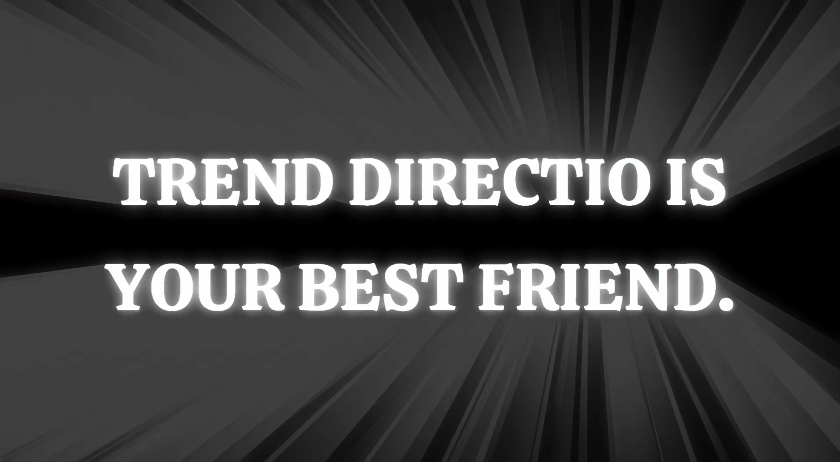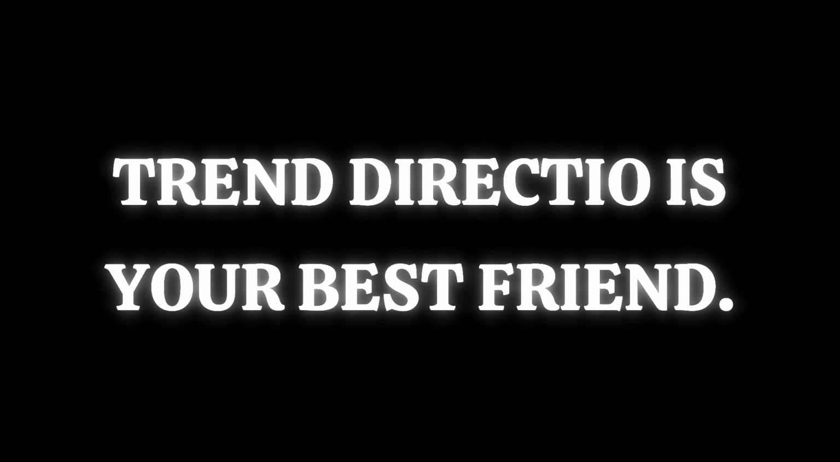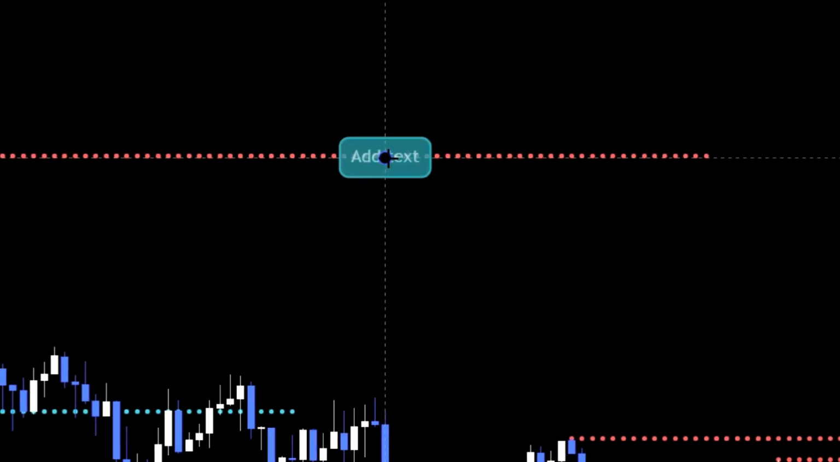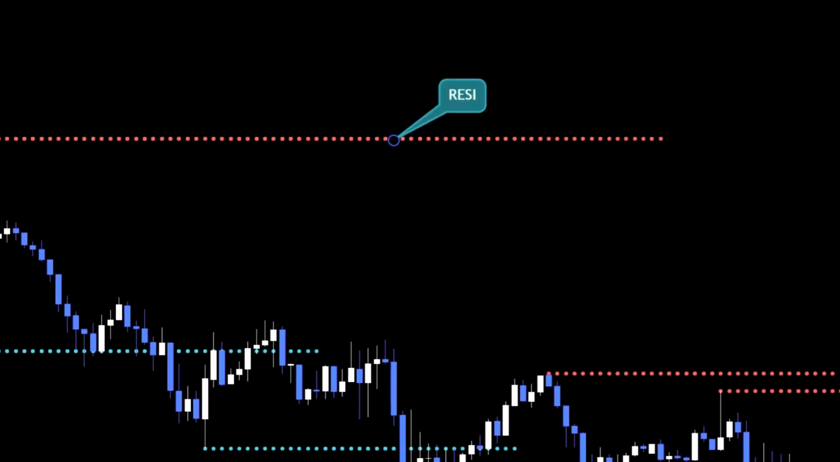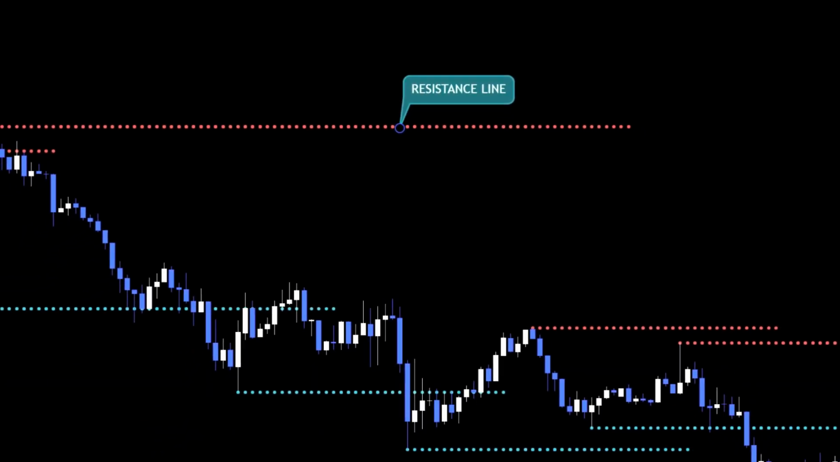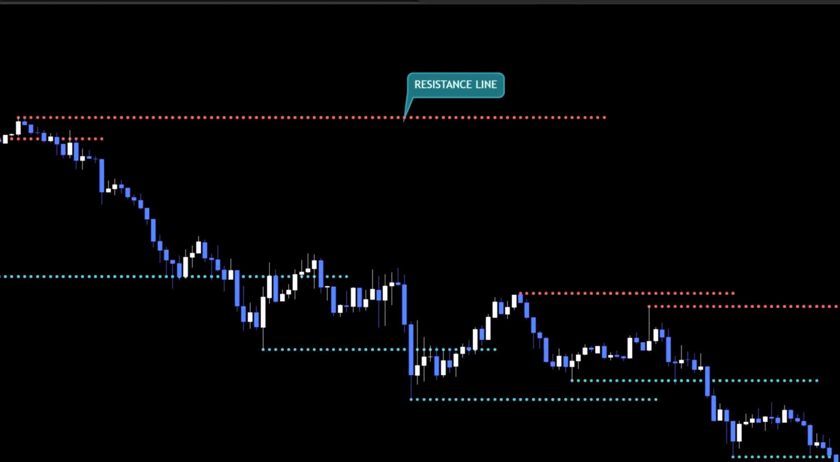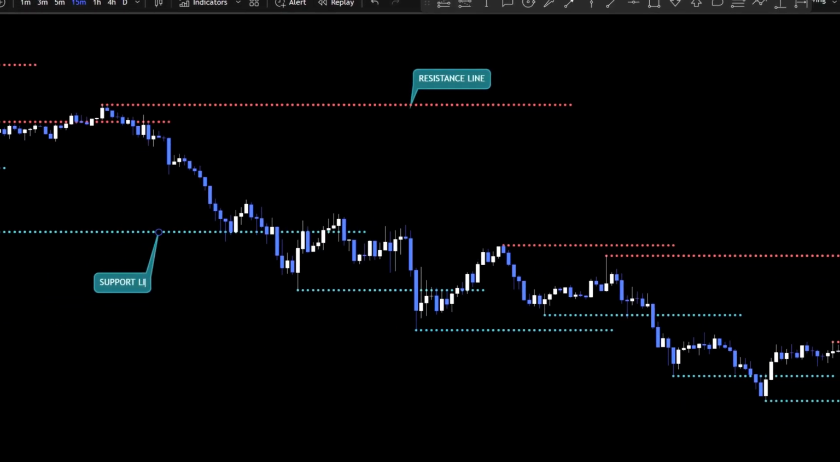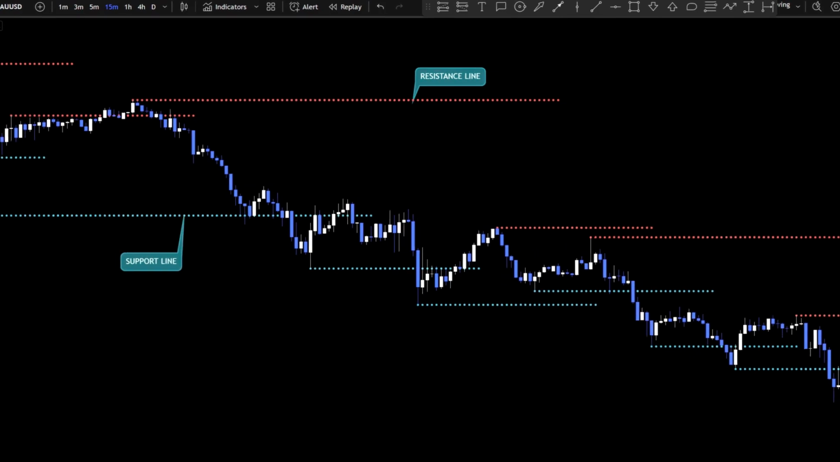Now, let's zoom in on those dots we set up with the swing high-low indicator. The green dots at the swing lows, those are your support levels. Think of them as the floor where the price tends to bounce back up. The red dots at the swing highs, those are resistance levels, the ceiling where the price often stalls or drops. Here's where the action happens.